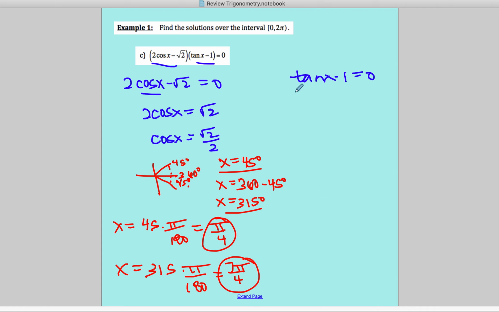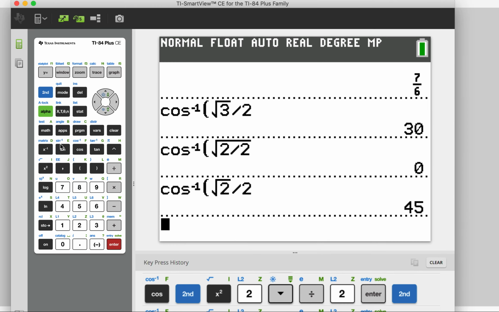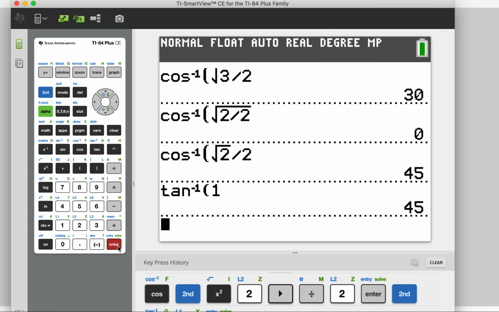The next one is tangent. So I'm going to do tangent, and I get tangent all by itself, and I get the answer of 1. You could think about this in terms of sine and cosine, but the easier route is probably just to do tangent inverse on your calculator of 1. So I would do second tangent inverse 1, and it tells me 45 degrees.